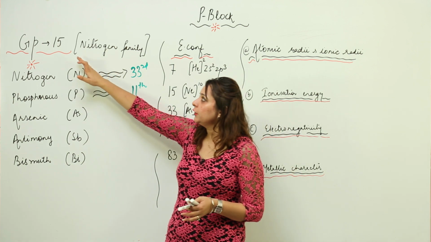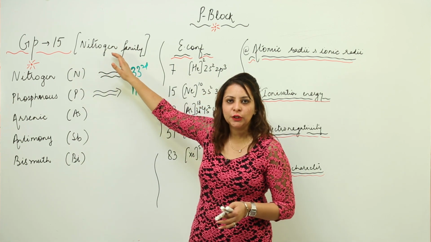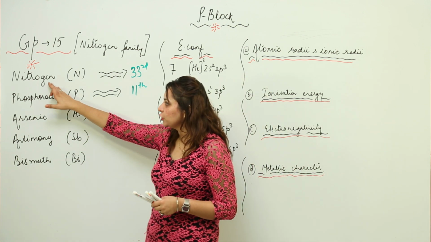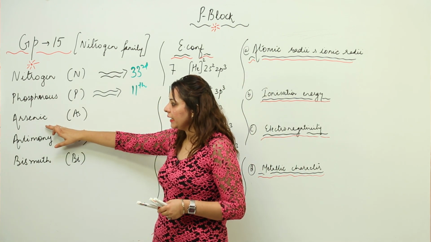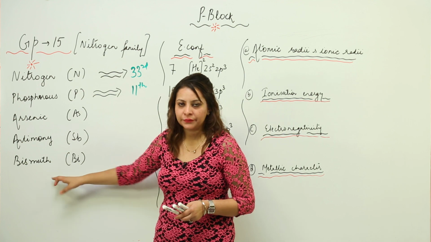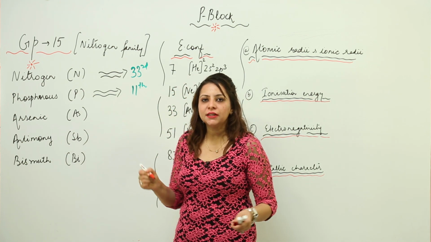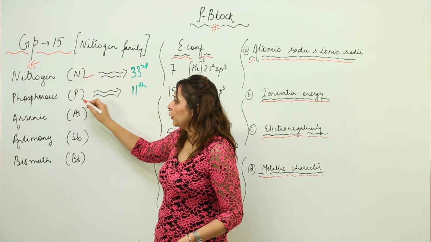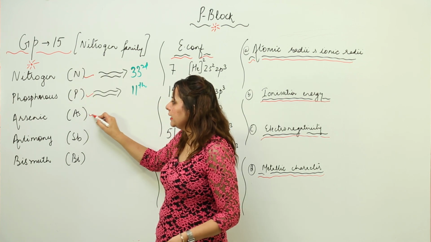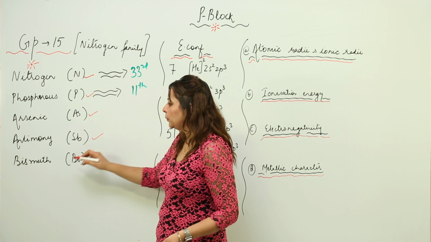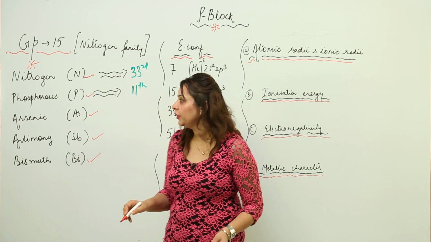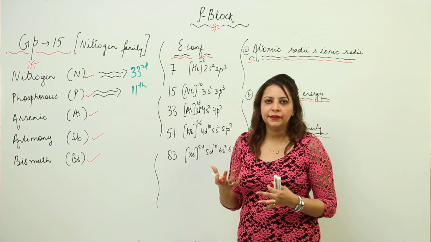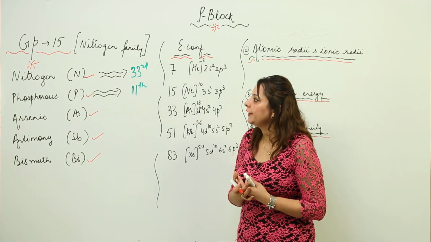The 15th group is particularly the nitrogen family, and the elements in it are nitrogen, phosphorus, arsenic, antimony and bismuth. As far as their symbols are concerned, you are all familiar: nitrogen is N, phosphorus is P, arsenic is As, antimony is Sb and bismuth is Bi, right. They are quite reactive, so how do they occur in nature?